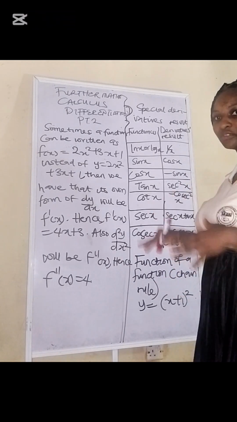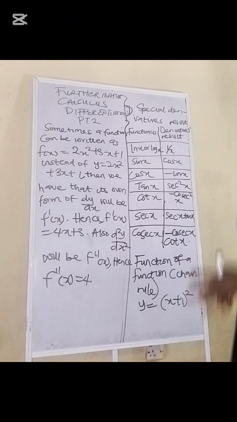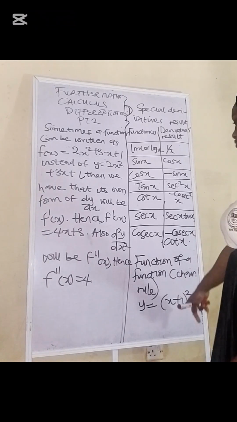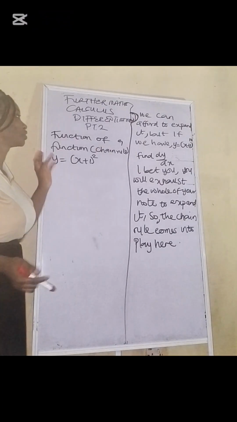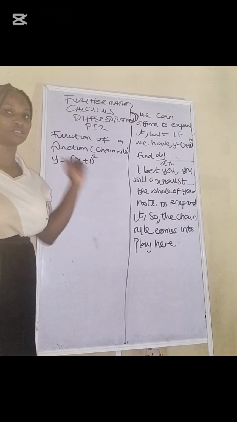You understand? So we are now moving to function of a function, or chain rule. So now let's quickly move to chain rule. Function of a function, chain rule. That is a new subtopic.